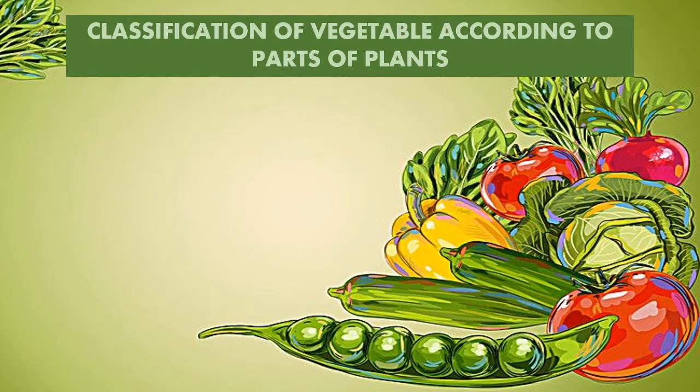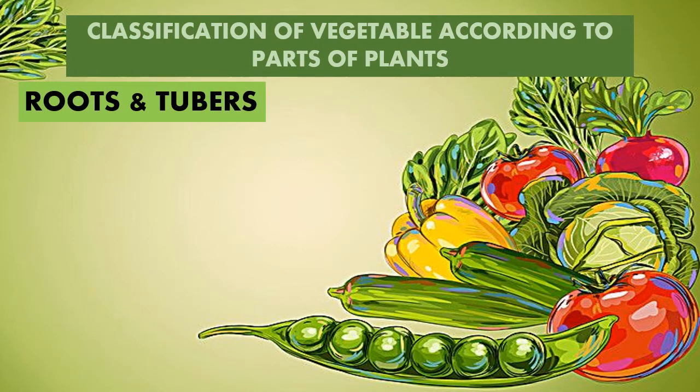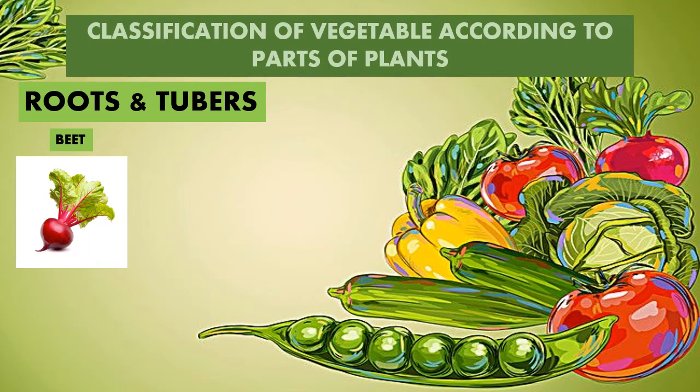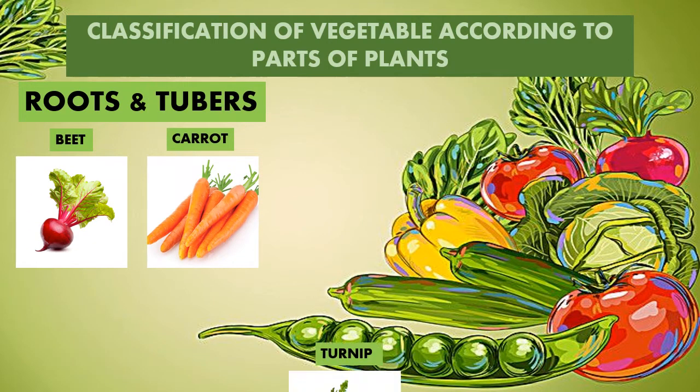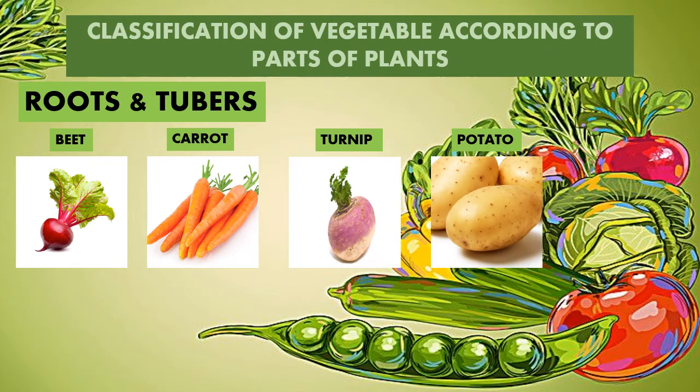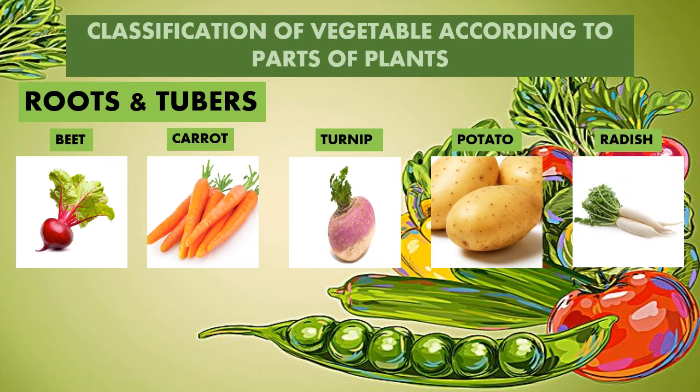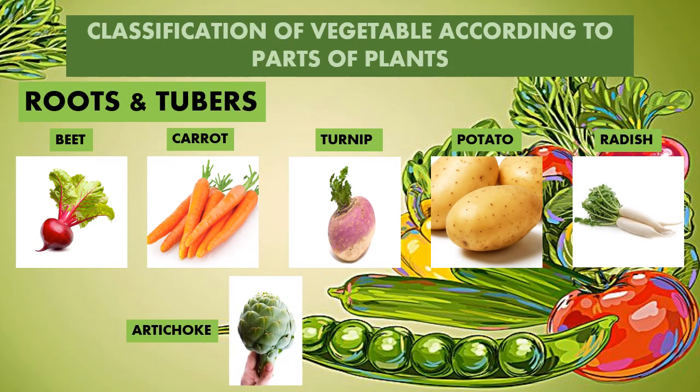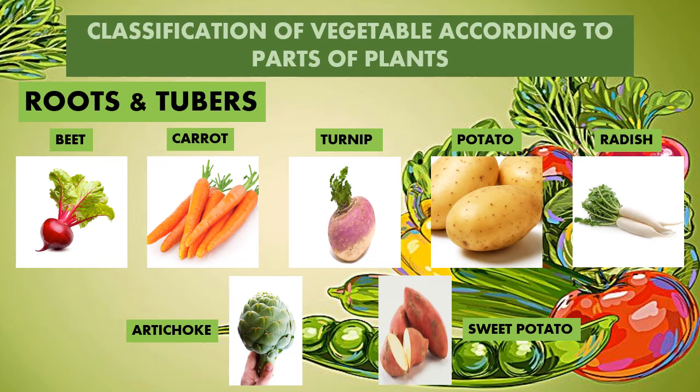Next classification, we have the roots and tubers, which are the underground parts of plants. Our examples are beet, carrot, turnip, potato, radish, artichoke, and sweet potato.